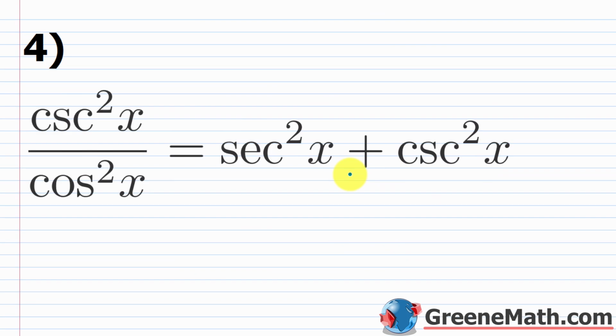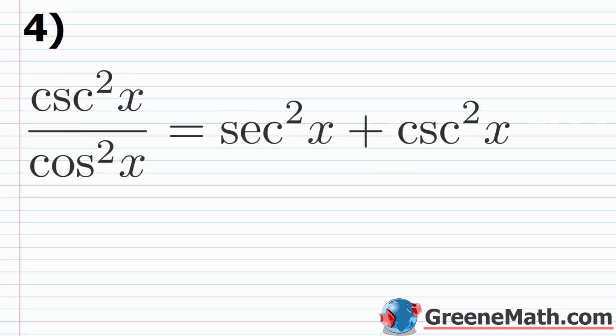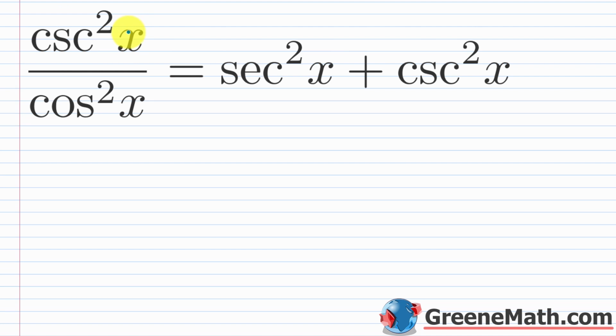All right, let's take a look at problem number 4. So here we have our cosecant squared x over cosine squared x. This is equal to secant squared x plus cosecant squared x. All right, so again, I'm going to consider this right side here to be more complicated. Let me scroll down here. You might want to write this down because this is definitely going to go off the screen. The first thing I'm going to do for this problem is write in terms of sine and cosine.